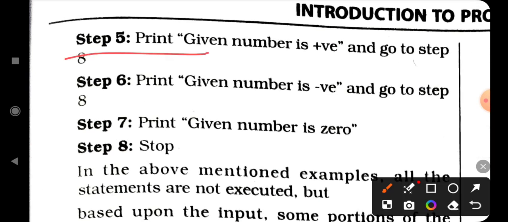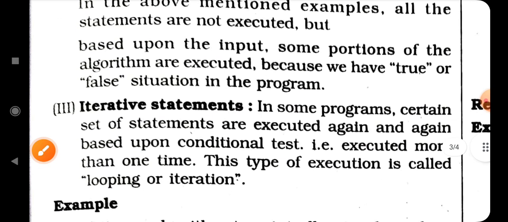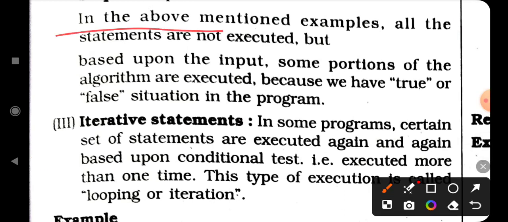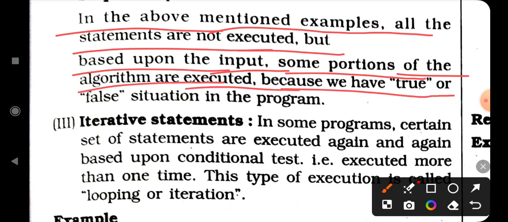Step 5, print given number is positive and go to step 8. Step 6, print given number is negative and go to step 8. Step 7, print given number is 0. Step 8, stop. In the above examples, not all the statements are executed, but based upon the input, some portions of the algorithm are executed because we have a true or false situation in the program.